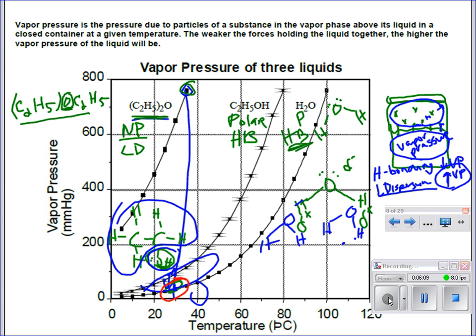I made the biggest mess of this page ever. That's okay. Questions on this? All right, moving on.